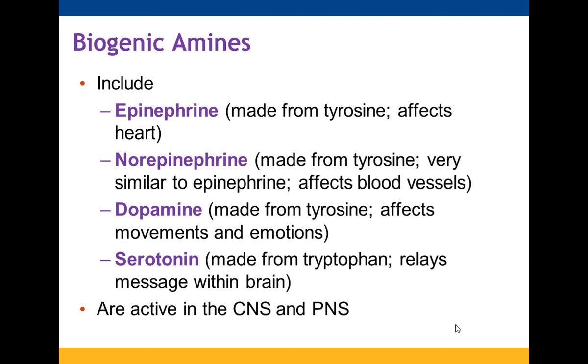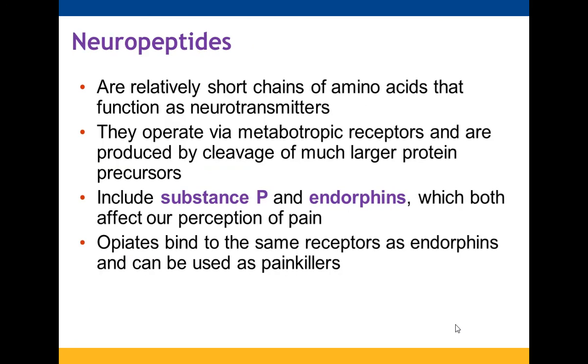Biogenic amines. Epinephrine, we talked a little bit about some of these earlier when we did endocrines, is made from tyrosine and affects your heart. Norepinephrine is also made from tyrosine, and similar to epinephrine, it's going to be affecting your blood vessels primarily. Dopamine is coming from tyrosine. It affects your movements and emotions. Serotonin, which is from tryptophan, is able to help relay messages in your brain. And all of these are active both in your CNS and your PNS.